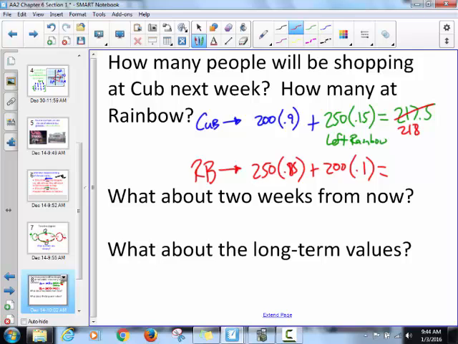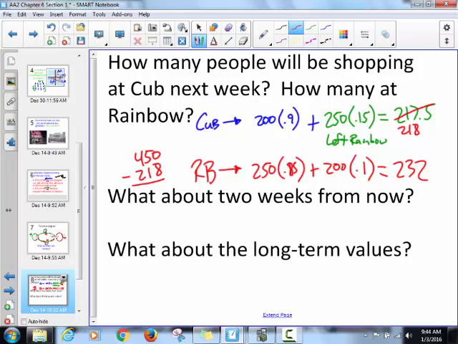Well, how many would that leave for Rainbow? Well, there was 450 total, and if I subtracted that 218, I'd be left with 232. So 232 shoppers would be at Rainbow. I wouldn't even have to technically type that in. I kind of did that mentally because I know there's 450 total shoppers.